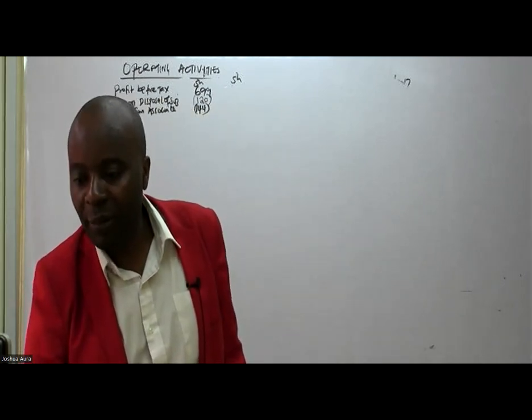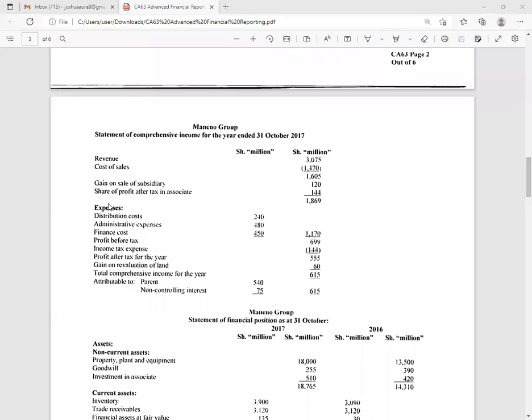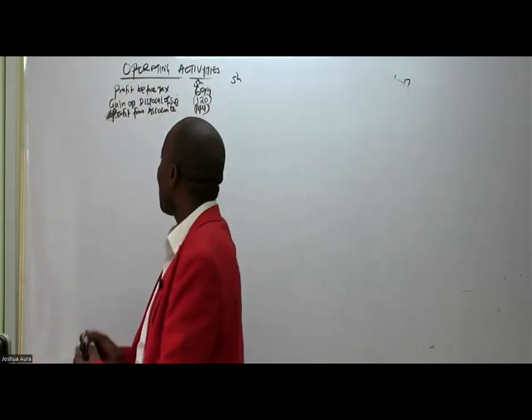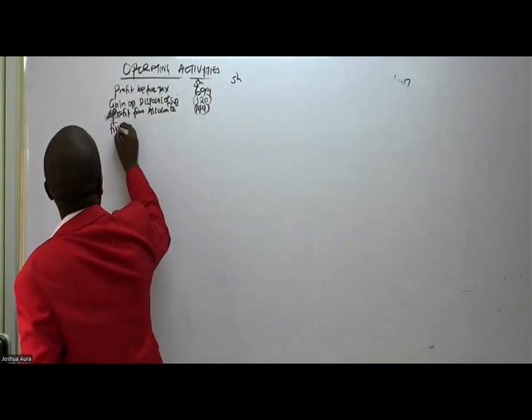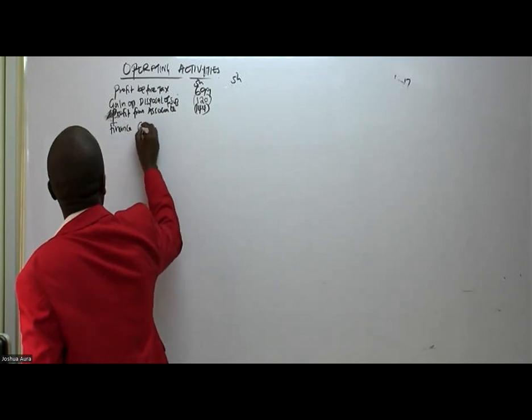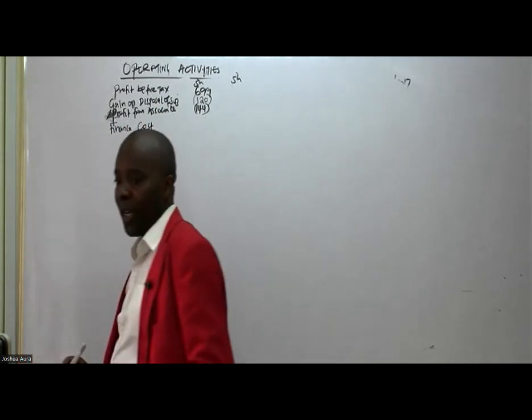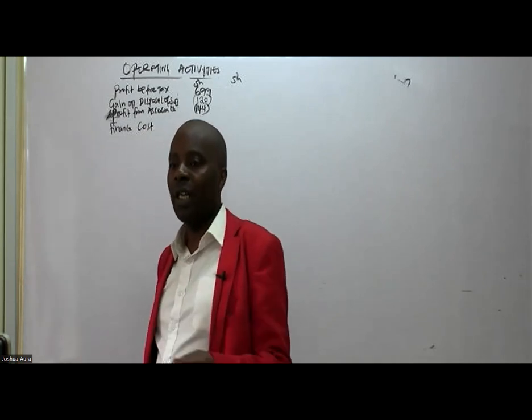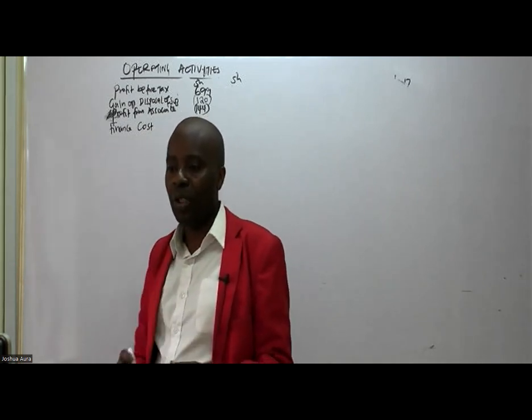Now ladies and gentlemen, we move to the next thing. Distribution cost, these are daily operating things. We are distributing our goods. The same case with administrative expenses, it's an operational item. Then we have finance cost. What is the finance cost figure there?